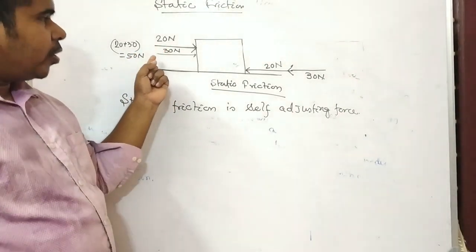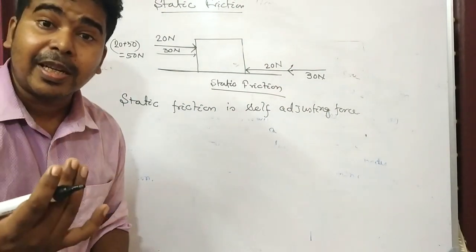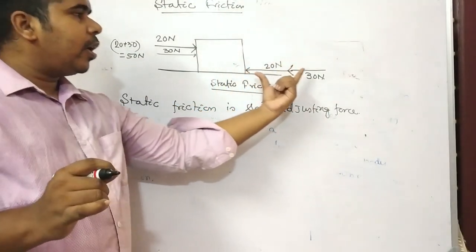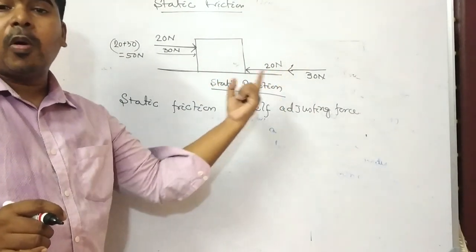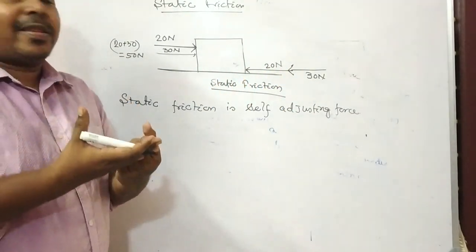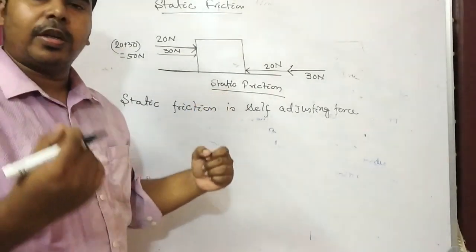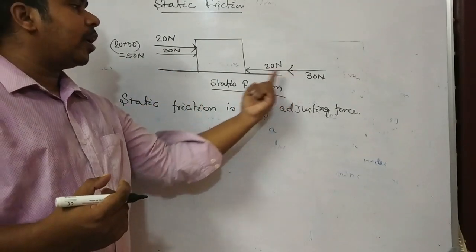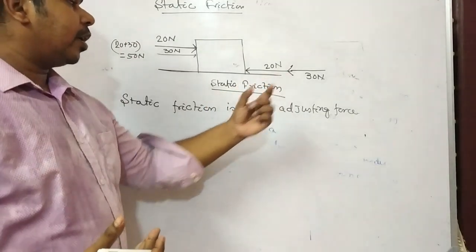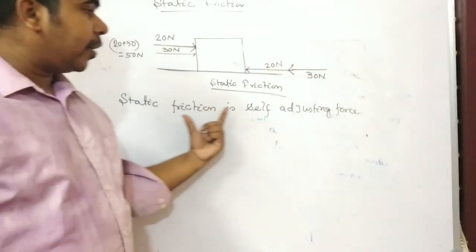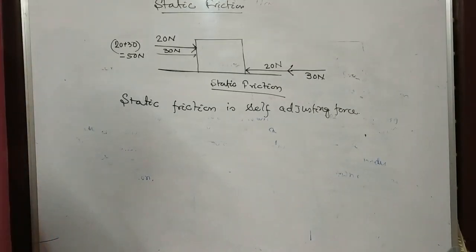Now as you are increasing the force, as long as the body is not moving, that means from the opposite side there is a force acting on the body, and that should increase. Here it is 20 Newton, and from the opposite side static friction is also 20 Newton. If you add 30 Newton, now the static friction is also increased by itself by 30 Newton. So we can say that static friction is a self-adjusting force which increases by itself.